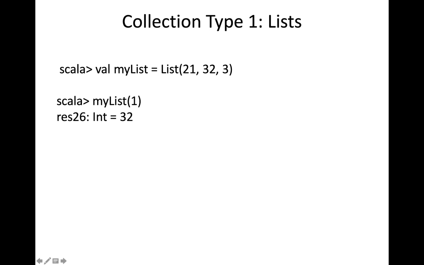So remember that list is a collection data structure which is an ordered data structure, right? And it is also indexed like array in C++, correct? Okay, so the result of my list index 1 is 32. This also shows that it is an integer type.